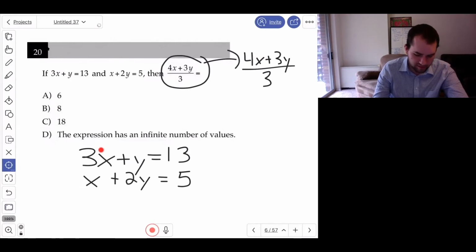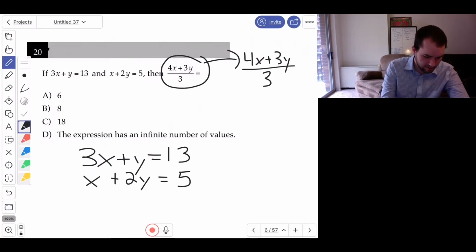I have a 3x and an x. What could I do to those two numbers to get them to become 4x? I have a y and a 2y. What can I do with these to get them to become 3y? I can actually, very simply, add these two equations together.